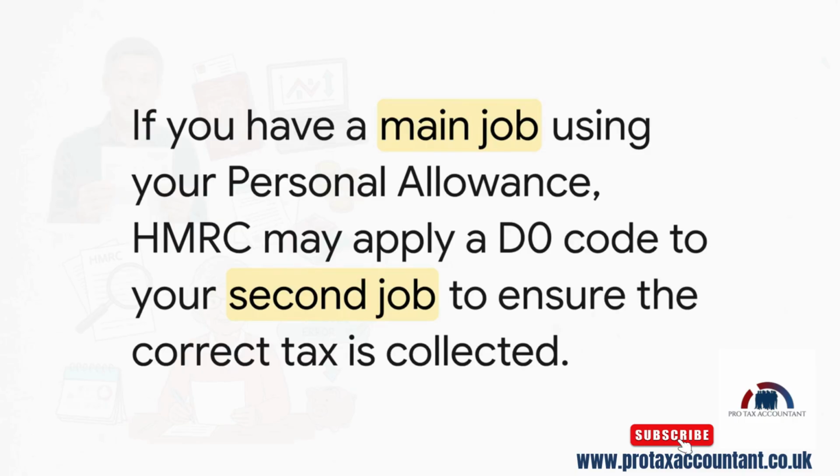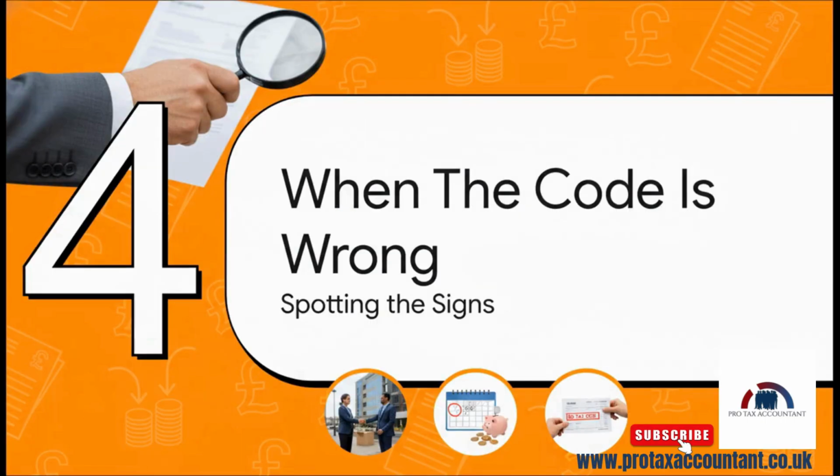Because her main job has already used up that $12,570, HMRC might put her freelance gig on a D0 code to make sure she's paying the right amount of tax overall. It makes sense, right? Okay, you'll want to hear this part.